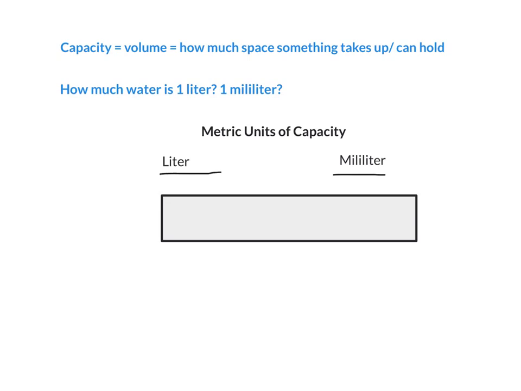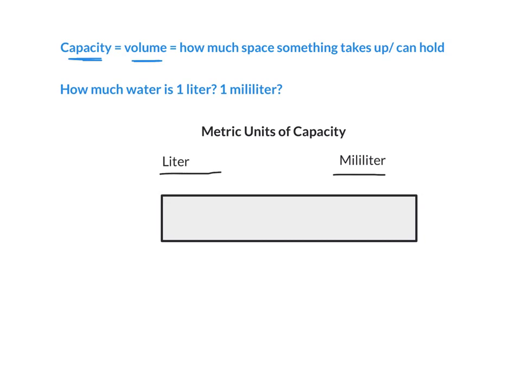So far we've talked about length units. Remember, length is the distance from one place to another, right? We talked about mass. What's another word for mass? Sparsh? Weight. We talked about weight. Today we're talking about capacity. Another word for capacity is volume, which means how much space something takes up.